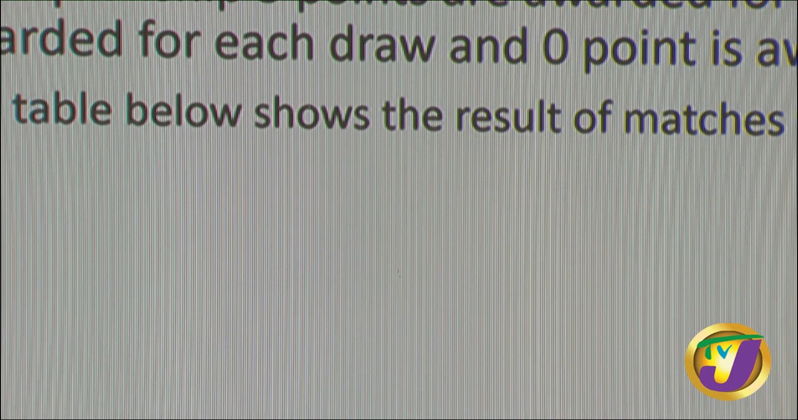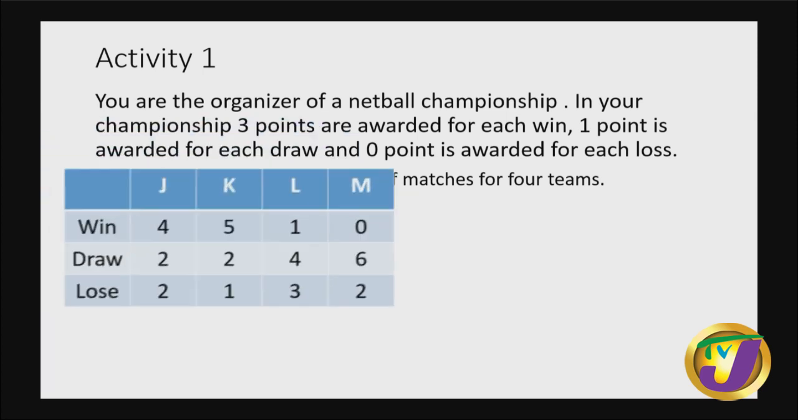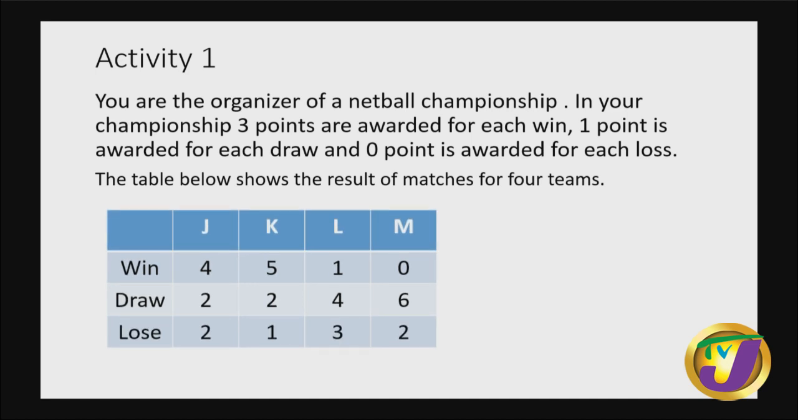So Tamika, you're organizing a netball championship. So you're not a coach now, you're an organizer. That's right. In your championship, 3 points are awarded for each win, 1 point for each draw, and 0 points for each loss. Now, the table is showing the results for matches that were played by 4 teams. So we have here Team J, Team K, Team L, and M.